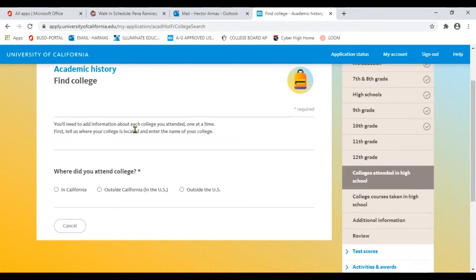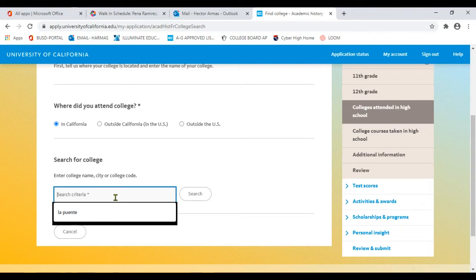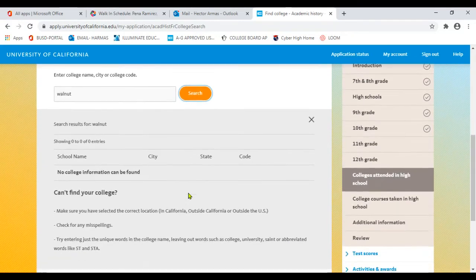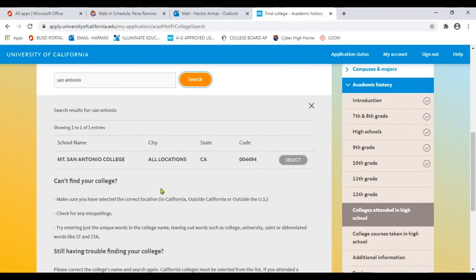And it says here that you'll need information about each college you attended, one at a time. First, tell us where your college is located. So I'm gonna say it's located in California. The best thing to do is put the city. Mount SAC is in the city of Walnut. So I'm going to say search, and I'm going to look for the college. Okay, it didn't give it to me in the city of Walnut. So let's type in, for Mount SAC, Mr. Armis, what is it? San Antonio usually brings it up. San Antonio? Yes. Okay, so, all right, folks, if you attended a class, remember San Antonio. Okay, there it is. So I'm going to say select.